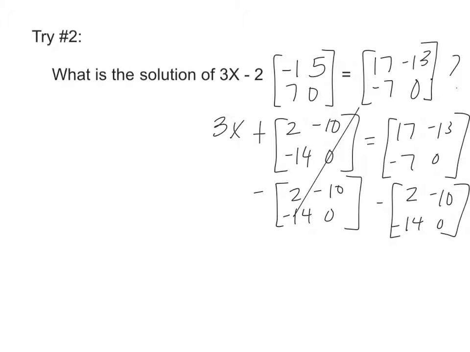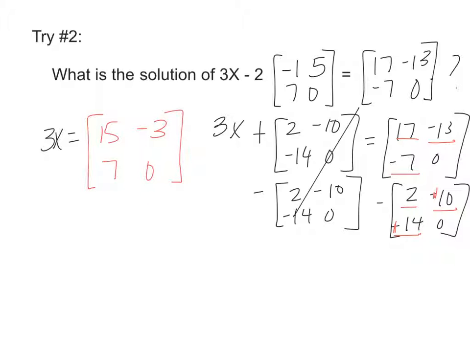That's gone, and I'm left with 3x equal to whatever our answer is going to be. So 17 minus 2 is 15. Negative 13 minus a negative 10, that becomes positive. So now that's negative 13 plus 10, which is negative 3. Negative 7 minus a negative 14, that double negative makes that a positive. So this is now 7. And 0 minus 0 is just 0.